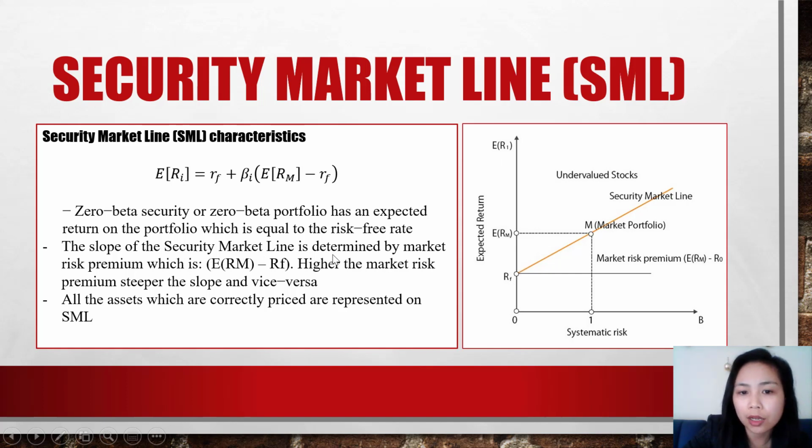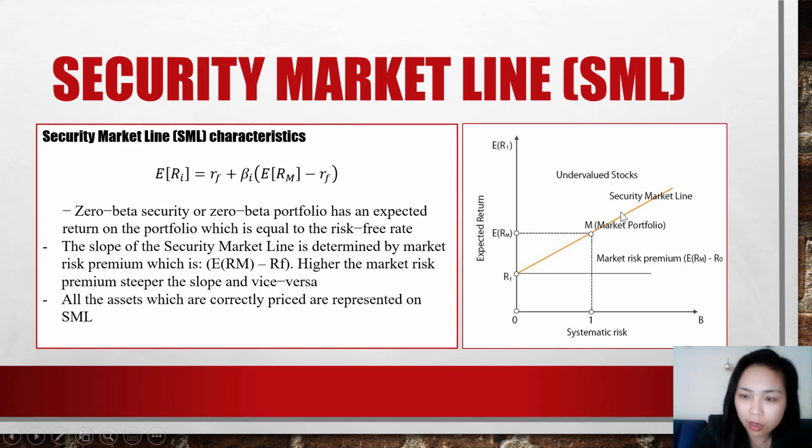The slope of the security market line is determined by the market risk premium, and it is the expected return of the market portfolio subtract the risk-free rate. This is explained from the previous slide, right? The higher the market risk premium, the steeper the slope, and vice versa. Remember, the slope shows how steep the line is, right? So if we have a high risk premium of the market, we got a higher slope, like the slope is greater, and vice versa. All the assets which are correctly priced are represented on the security market line.